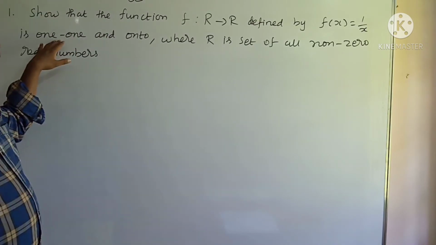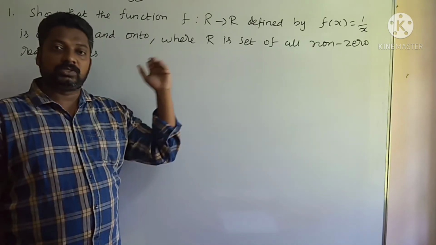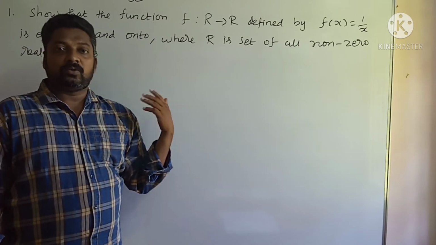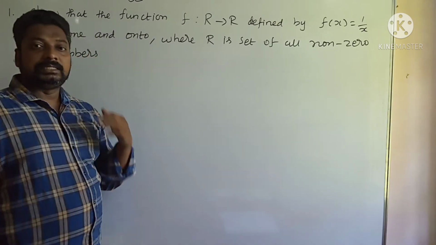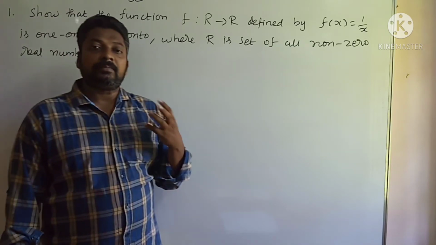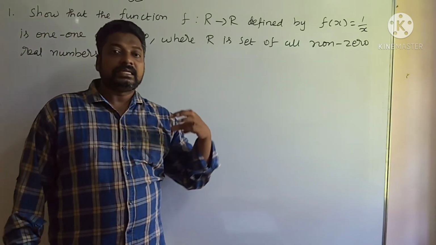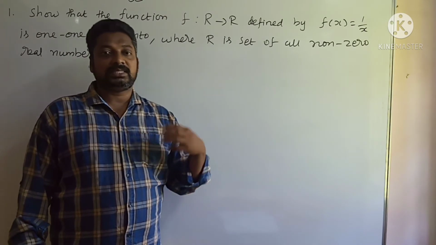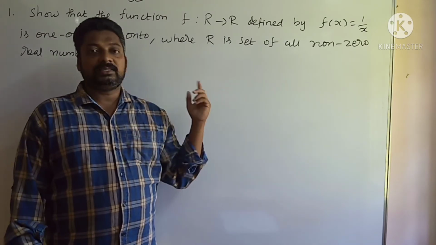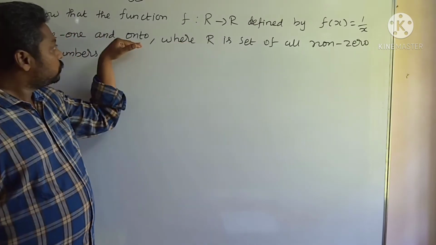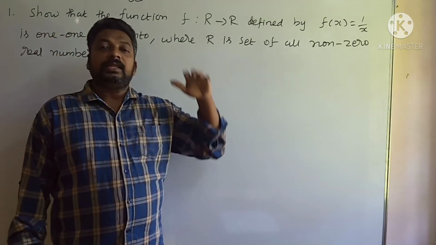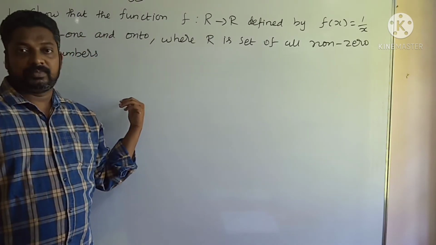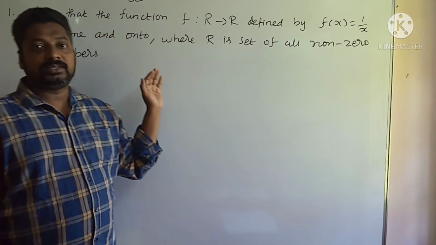So what is one-to-one? If f of x equals f of y, then x should be equal to y. Then it is called one-to-one, or in simple terms, each and every element in set A has distinct elements in set B. So every element has a unique image, that is called one-to-one. Onto is nothing but any element in set B is the image of some element of set A. So if it is satisfied, this is onto.